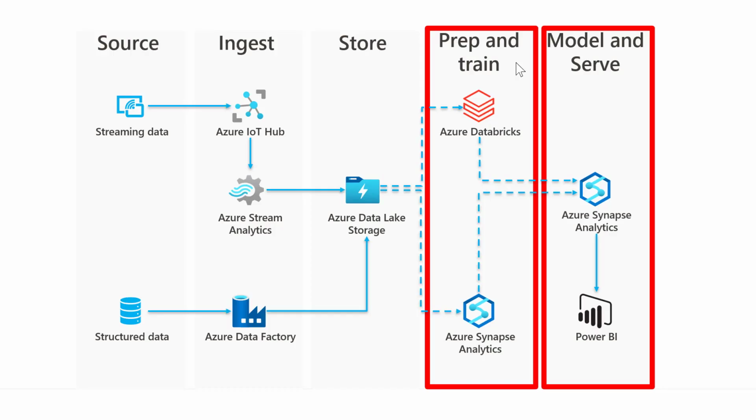Now, here's where things get a bit interesting, because now we're going to be dealing with some blurred lines. As you can see in this diagram, you can use one of two different services to prepare and train your data. And in reality, you can actually use either of those services to a degree to model and serve the data as well. So for example, you could have data going straight from Azure Databricks to Power BI. So with this in mind, I think I'm going to rename this section. So bear with me and I'll be right back.